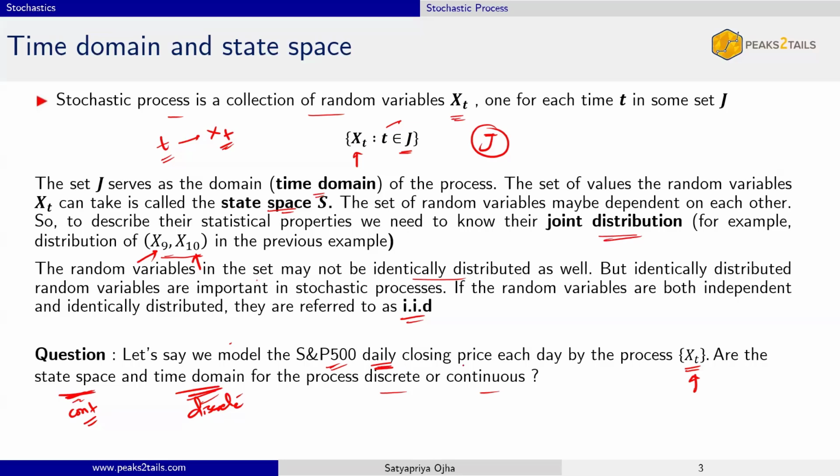When you say daily closing price, that means your recording frequency is daily. Okay, day one, day 2, day 3. Every day at the end of the day, you're looking at the closing price. So definitely time domain is discrete, right? It's not continuous because you are observing day by day. At the end of the day, what is the price? Now looking at the state space, which is what all values the random variable can take. Okay, S&P 500 closing price. Now, is that discrete or continuous?